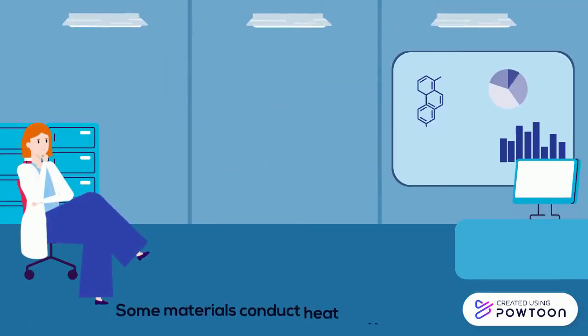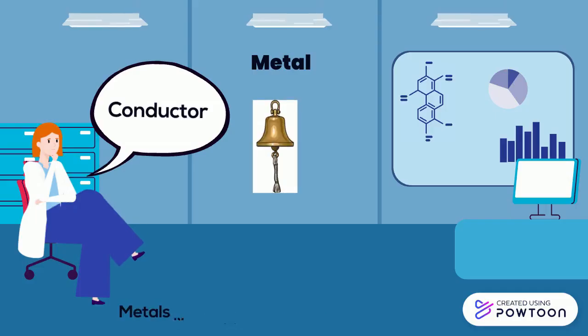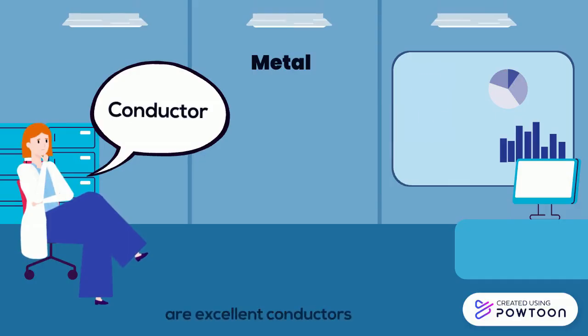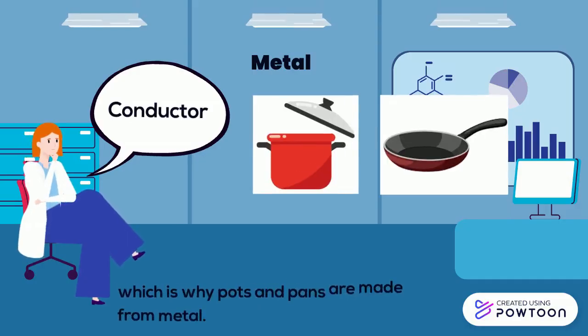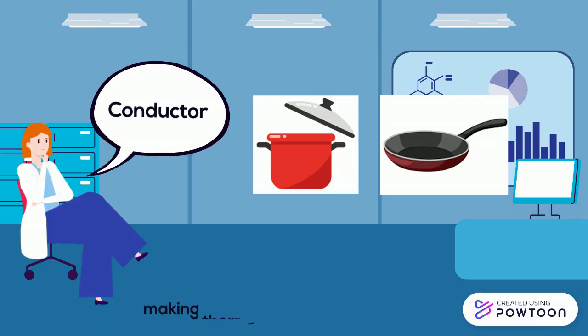Some materials conduct heat very well. These are called conductors. Metals like copper, aluminum, and iron are excellent conductors, which is why pots and pans are made from metal. Heat moves quickly through these materials, making them great for cooking.